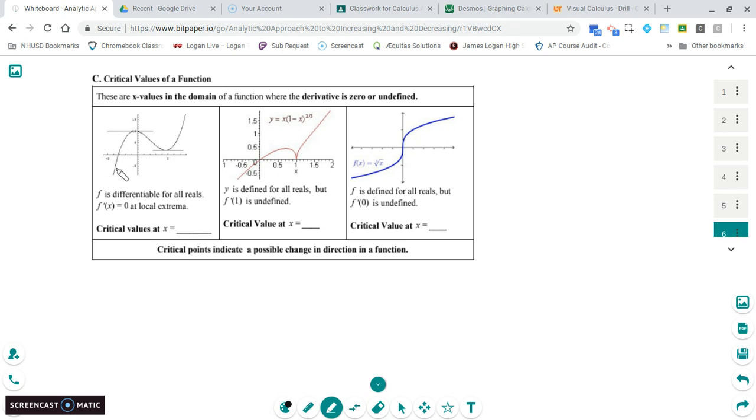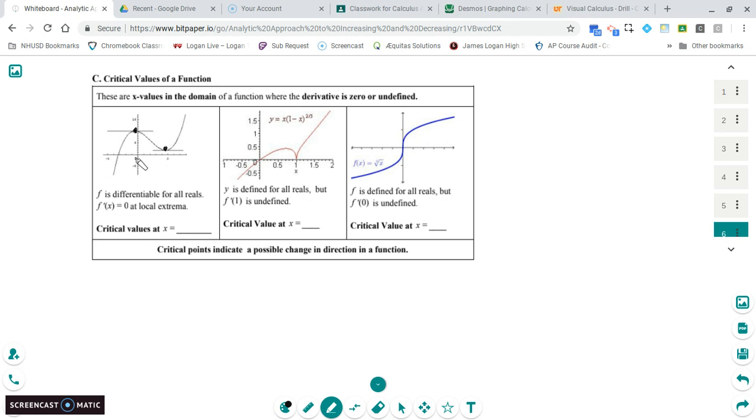Where the derivative is equal to 0 are the horizontal tangents. So I have right here a horizontal tangent. My function is changing from increasing to decreasing, so this point right here would be called a critical value. And right here, we're changing from decreasing to increasing, and I have a horizontal tangent there as well. So my first derivative is 0.